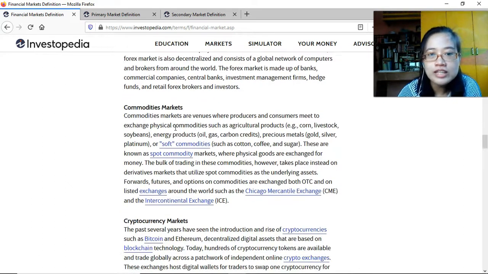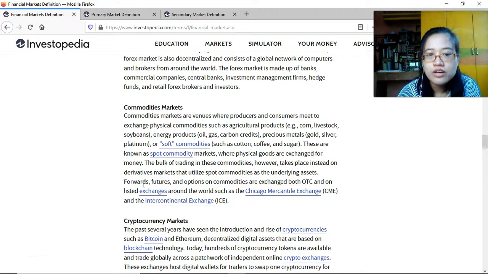Okay. Commodities markets are venues where producers and consumers meet to exchange physical commodities such as agricultural products, corn, livestock, soybeans, energy products, oil, gas, carbon credit, precious metals, gold, silver, platinum, or soft commodities such as cotton, coffee, and sugar. These are known as spot commodity markets where physical goods are exchanged for money. The bulk of trading in these commodities, however, takes place instead on derivatives markets that utilize spot commodities as the underlying asset. So they are being used as the underlying asset.